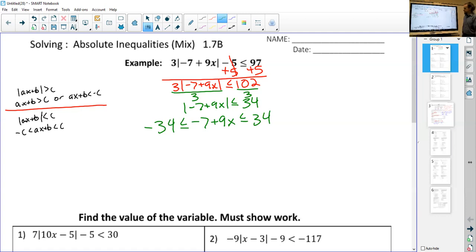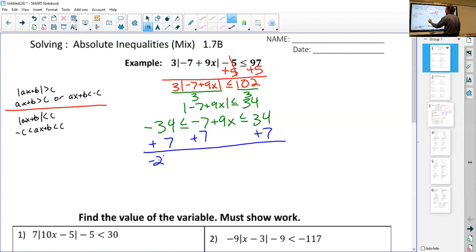Okay? And now we're just trying to get x by itself. So if you want to split this into 2 separate equations, you can. Or we can do this all together. Let's actually pick blue, so we don't have too much winter break colors going on here. +7's all the way around. -34 plus 7 is -27. Less than or equal to, these will cancel. So it's just 9x less than or equal to 34 plus 7 is 41.